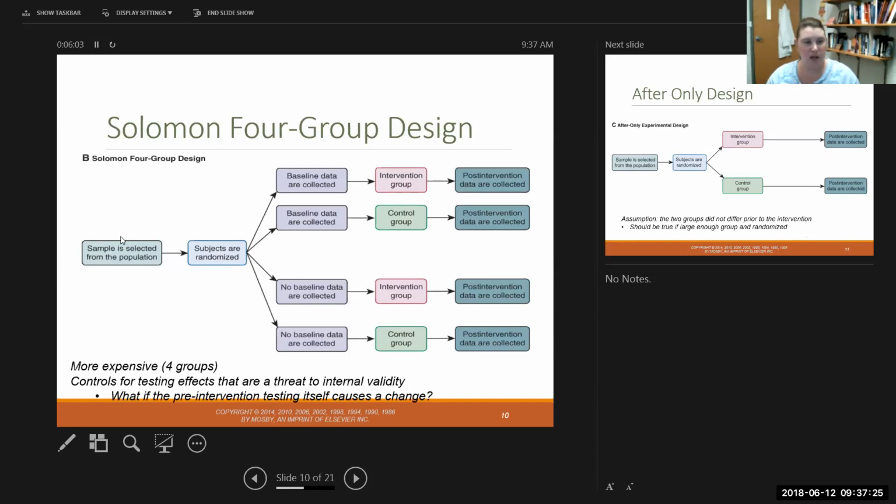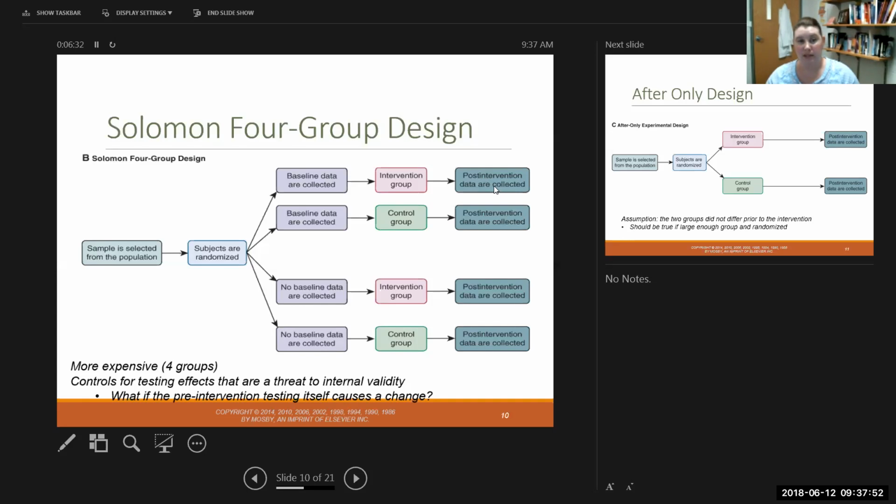So again, we have our sample from our population. We then go ahead and we randomize our subjects. We are collecting baseline data in this top group, and in the bottom group, we are not. So only 2 of the 4 groups are getting kind of baseline data collected. We do an intervention and a control, and then we collect post data on all of these.